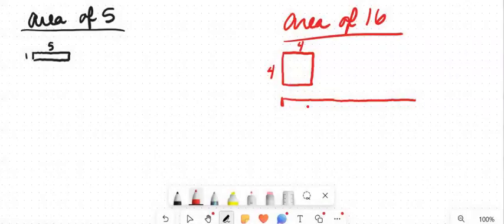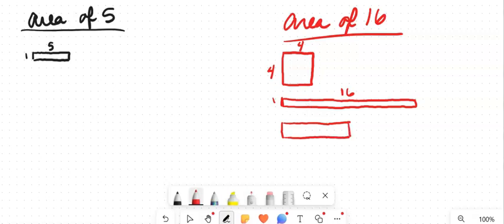But if not, it's okay. This is just an illustration. So they could come up with a 1 by 16. They could also come up with, or should come up with, a 2 by 8. So a 2 by 8 would also produce an area of 16 because 2 times 8 is 16. And so they would have multiple different rectangles that produce an area of 16.